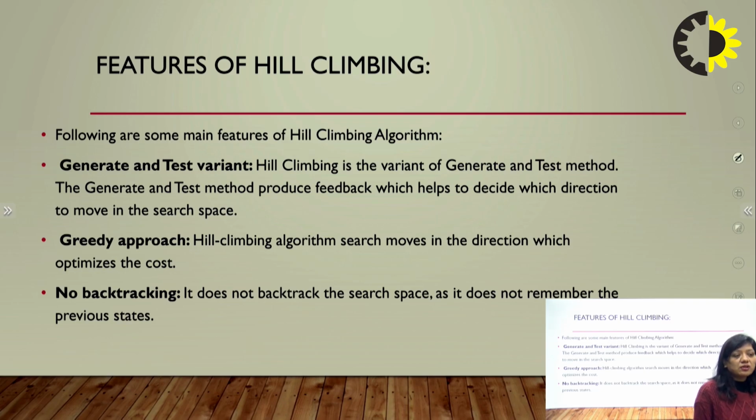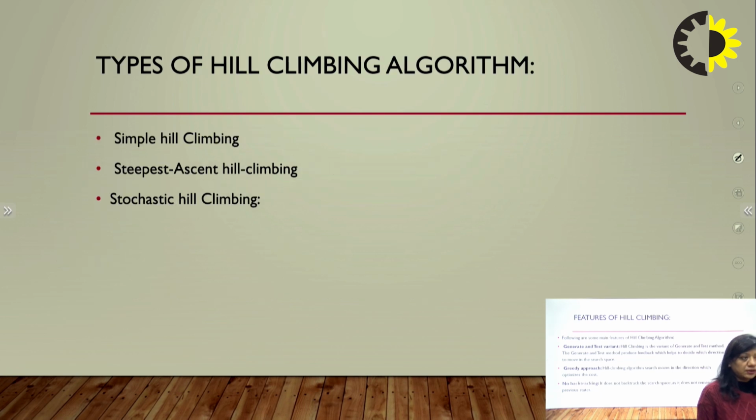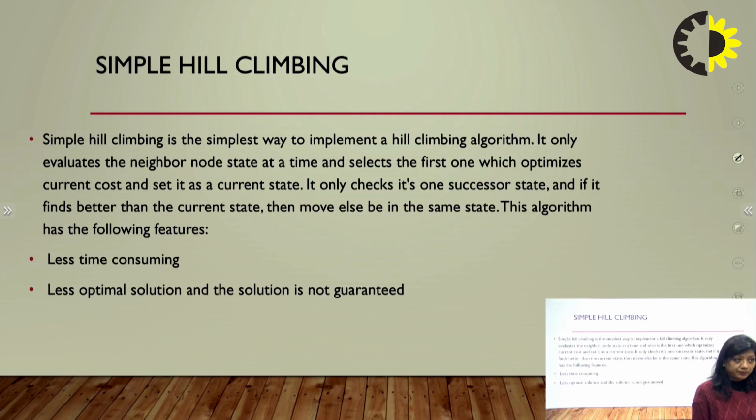Greedy approach: the hill climbing search moves in the direction which optimizes the cost. No backtracking means it does not backtrack the search space, as it does not remember the previous state. Now we have three types of hill climbing algorithm. The first one is simple hill climbing, the second one is steepest ascent hill climbing, and the third one is stochastic hill climbing.